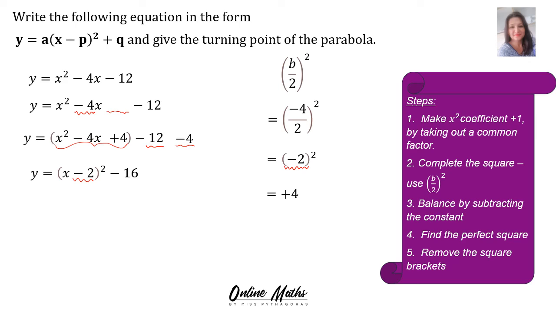So there, now your equation is in turning point form. Then you can give me the turning point. Therefore, the turning point, this is p and q's value, but it will be plus 2 and minus 16.